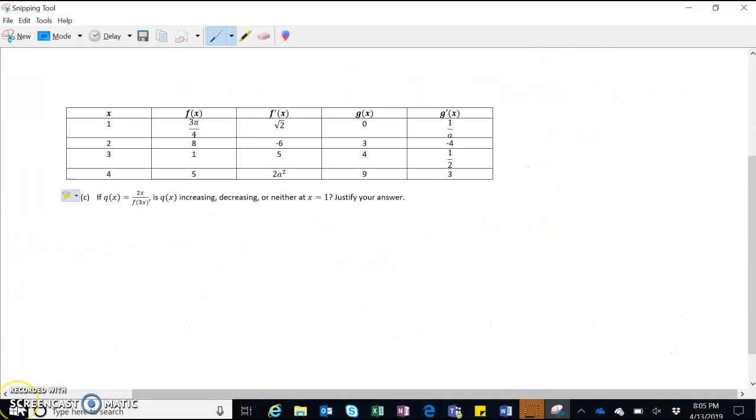All right, and the last problem here on our model problem is part C, where we have q of x equal to 2x over f of 3x, and the question's asking us if q is increasing, decreasing, or neither at x equals 1. Justify your answer. So some quick pre-work. If I want to decide if a function like q is increasing or decreasing, according to my stairs that we worked on earlier in the year, that's directly related to if q prime is positive or negative.